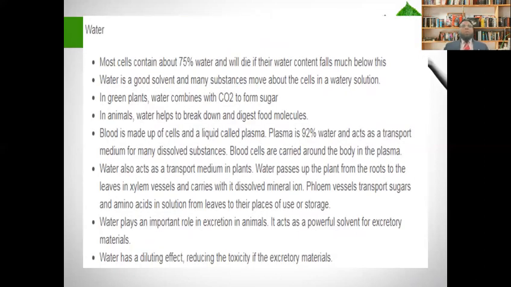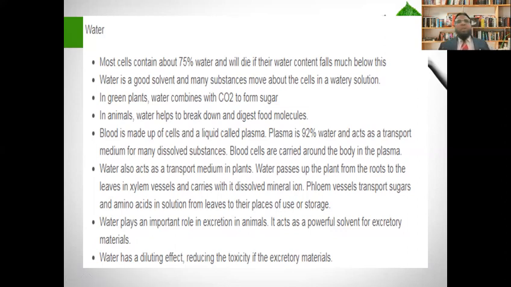Now, after that, the water. This is the last topic, topic number 4, about the biological molecules. Water: you know very well that most cells contain about 75% water, and will die if their water content falls much below this. Even in some religious books, it is said that everything is made by water. So if there is water, there is life.